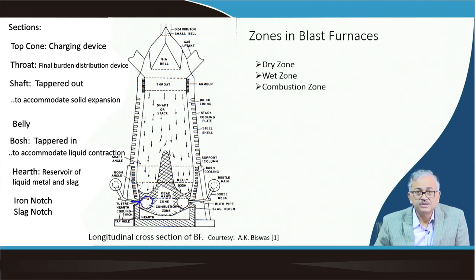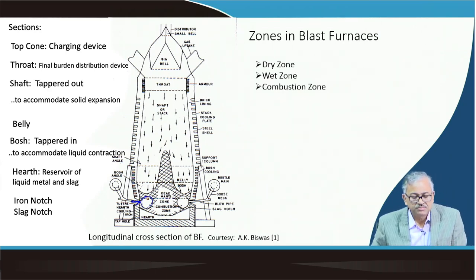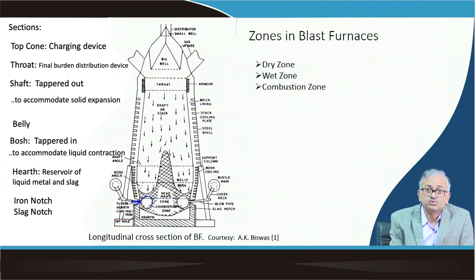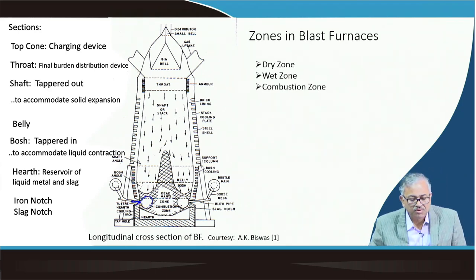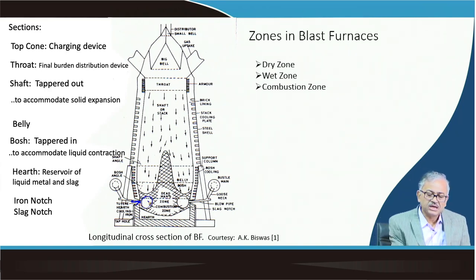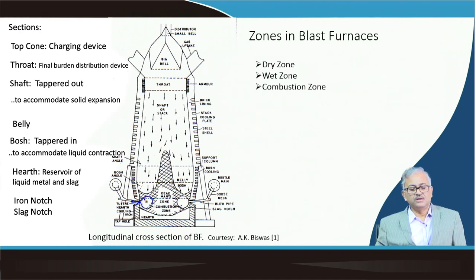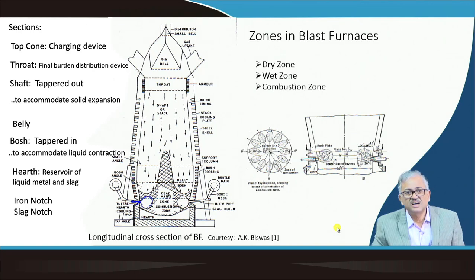First carbon is coming and forms CO2, and then CO2 again forms CO, because CO2 is not stable, it reacts with the carbon forming CO gas. So basically what happens is that the carbon burns in this region in the presence of air and forms CO, and that moves up. That is basically the combustion zone. Here you can find the combustion zone.